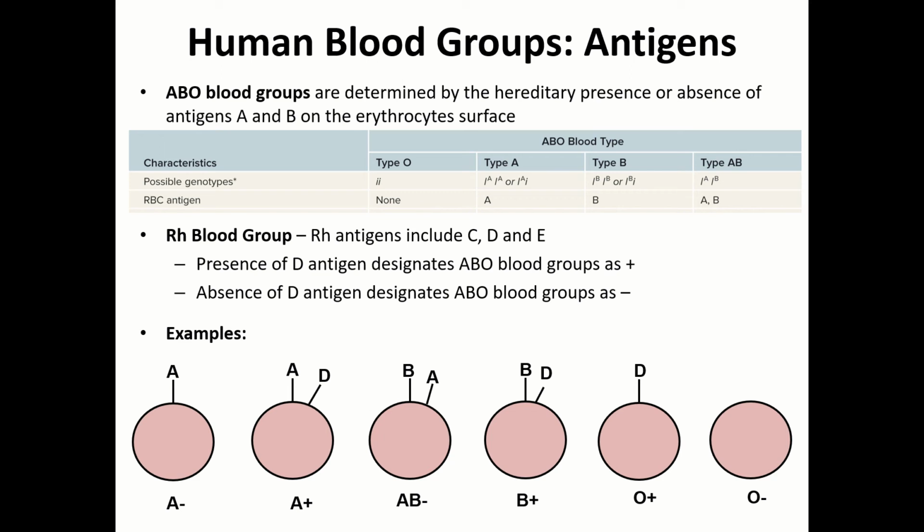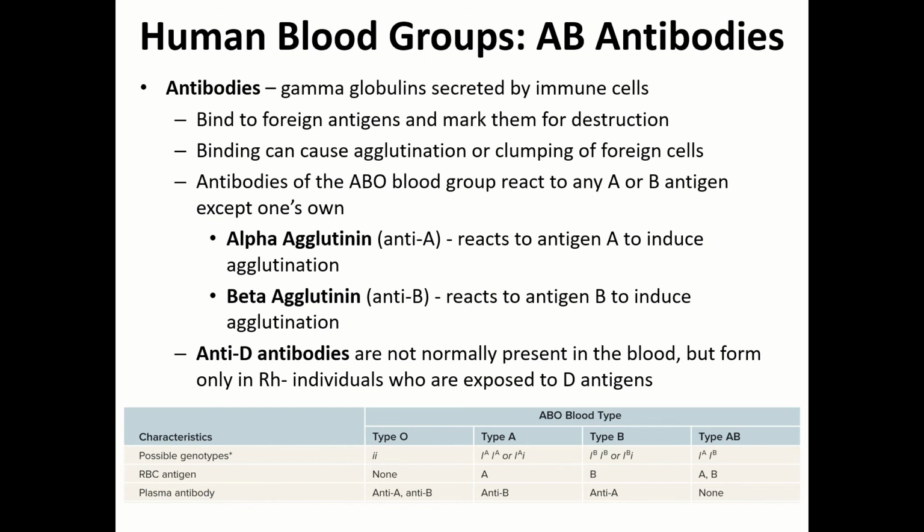So that's the basics there. Again, the first thing you should do with any blood type is be able to draw the antigens on the surface of that erythrocyte. Now we take it one step further and we look at the type of antibody that an individual would be producing based on what kind of blood group they make.